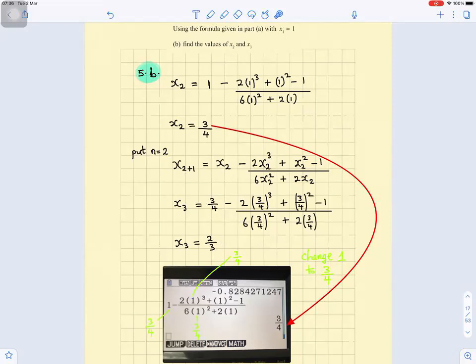And what you can do in your calculator, after you have done the first one, don't delete it in your graphics calculator. All you do is go and change the 1 to 3 over 4. Wherever you see 1, you change it to 3 over 4, and that will give you your next answer. So it's quicker, or you can just retype it all over again.